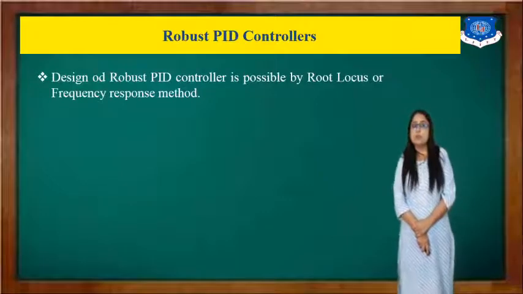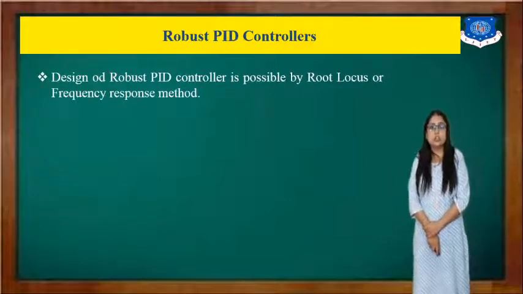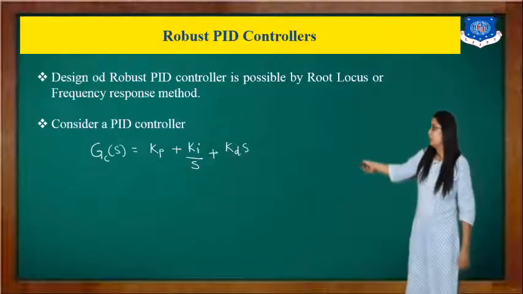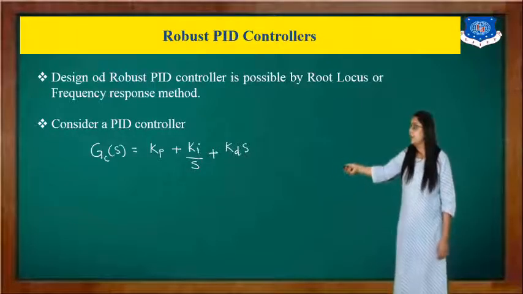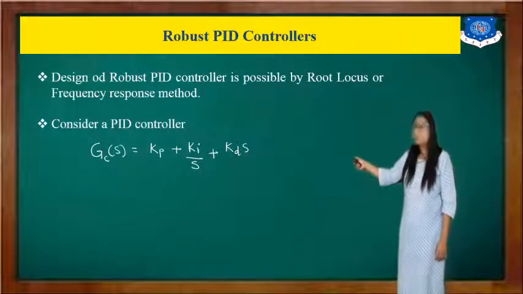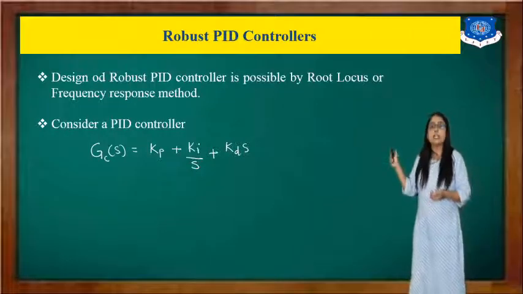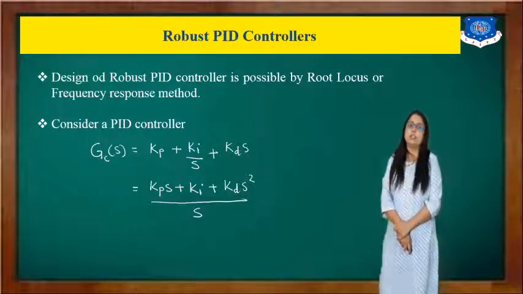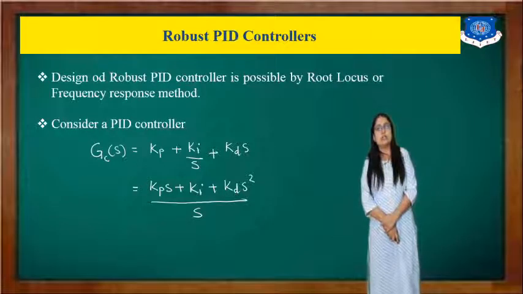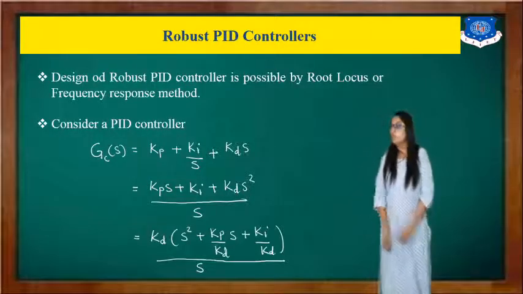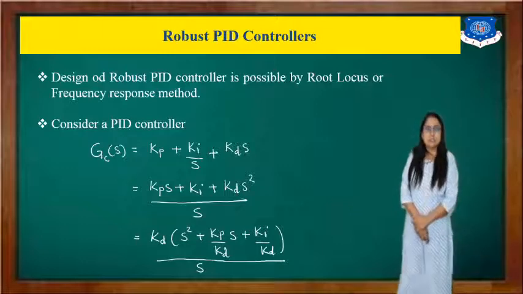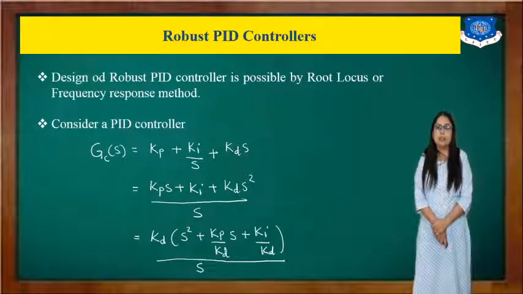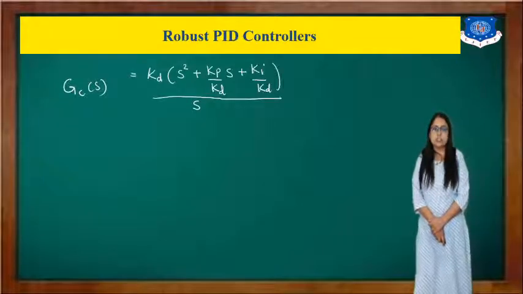Now robust PID controllers. The design of a robust PID controller is possible by the root locus, or we can say the frequency response curve. Now consider the PID controller: Kp is for the position, Ki is for the integration, so write it divided by s, then Kd is for the differentiation, so multiplication with s. Now take the LCM, so Kp into s plus Ki plus Kd into s square, divided by s. Now take Kd common, so what we have? s square plus Kp by Kd into s plus Ki by Kd, divided by s. So this is Gc(s).